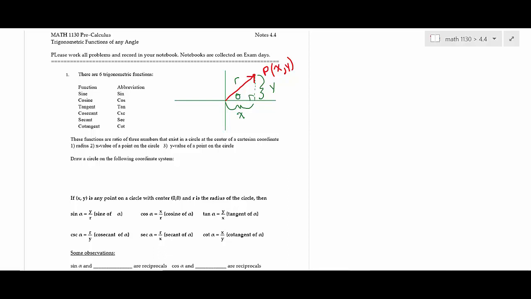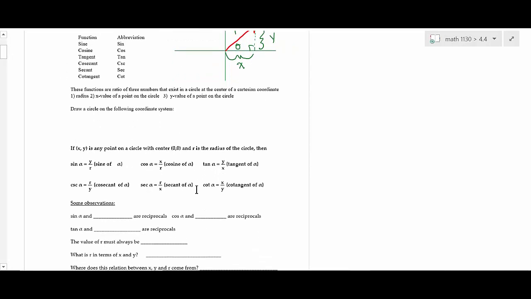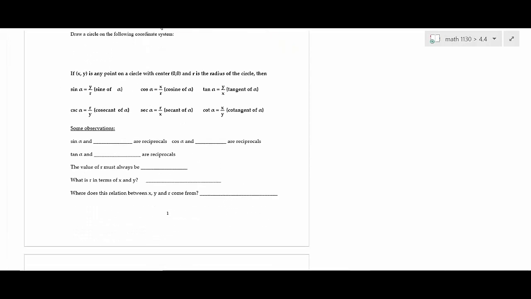Because you want to make the connection that this is opposite over hypotenuse, this is adjacent over hypotenuse, and so forth. So those are the technical definitions of the 6 trig functions. We learned what the reciprocals are already. Any questions about that? Okay, a couple of observations then. What is the reciprocal of the sine? Cosecant. So you want to get that down. Reciprocal of cosine, what's that? Secant. Reciprocal of tangent is cotangent.